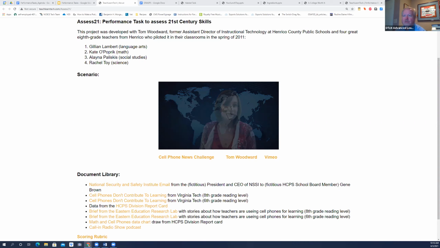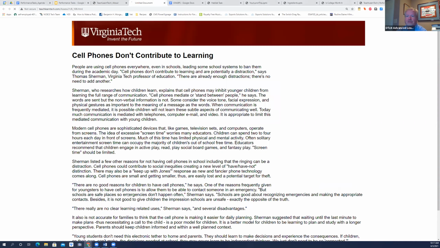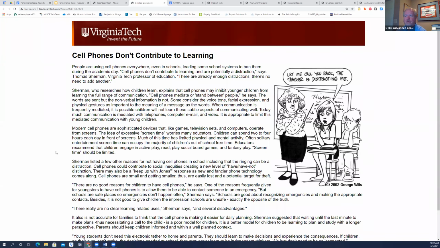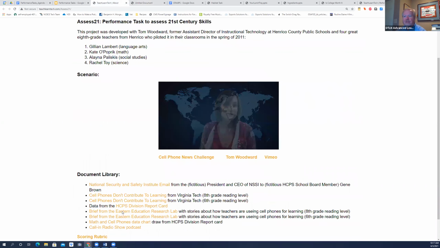So besides the video, Paula, there were also documents. Let me see if I can pull some of these up really quick. We did have a research article from Virginia Tech. The kids are in Henrico County in Virginia, so they would all know where Virginia Tech is. This particular research is very short, about the 8th grade reading level. That one says that cell phones do not contribute to learning, but we also gave them this little research brief that said how cell phones can contribute to learning.